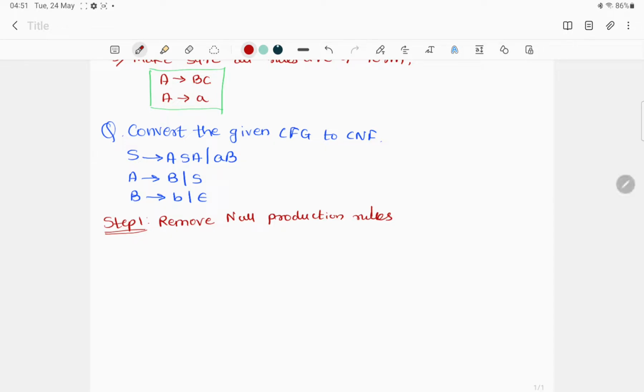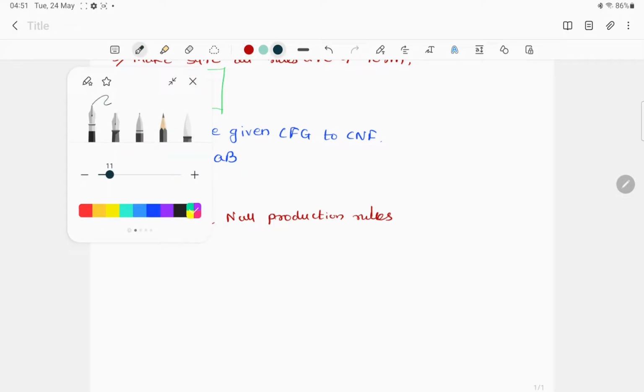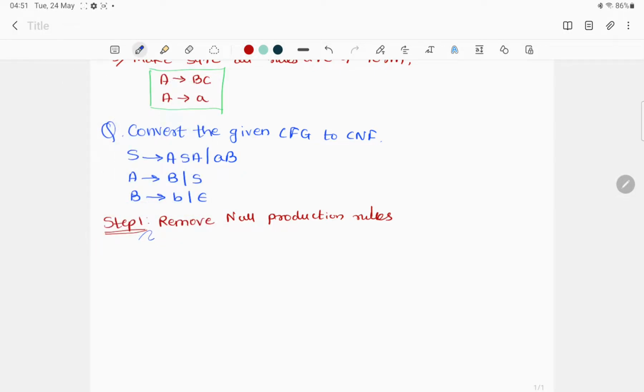So what will I write? I'll write: remove B giving epsilon. Now when I want to remove B giving epsilon, I have to take care of all the rules which have B coming on the right hand side. So here I will highlight only those rules which have capital B on the right hand side. These two rules I have to take care of.